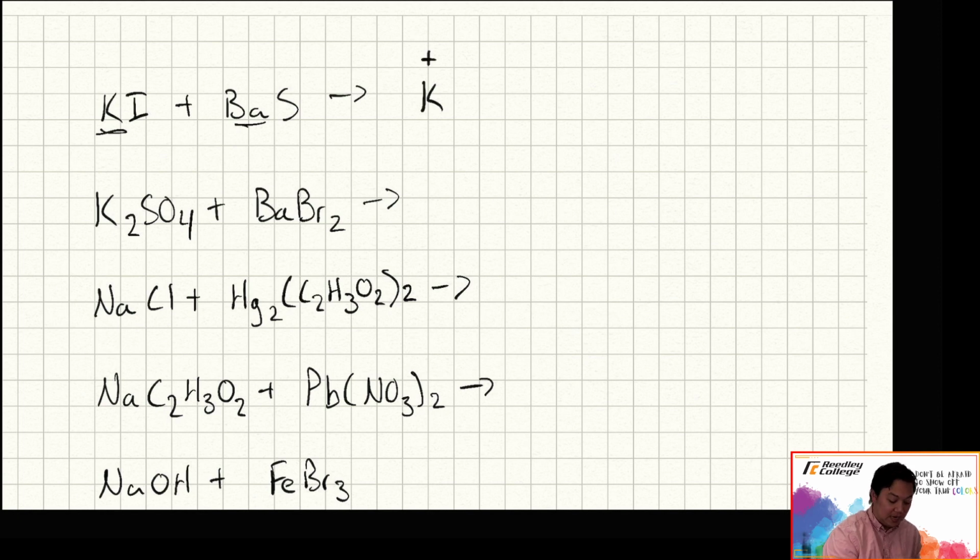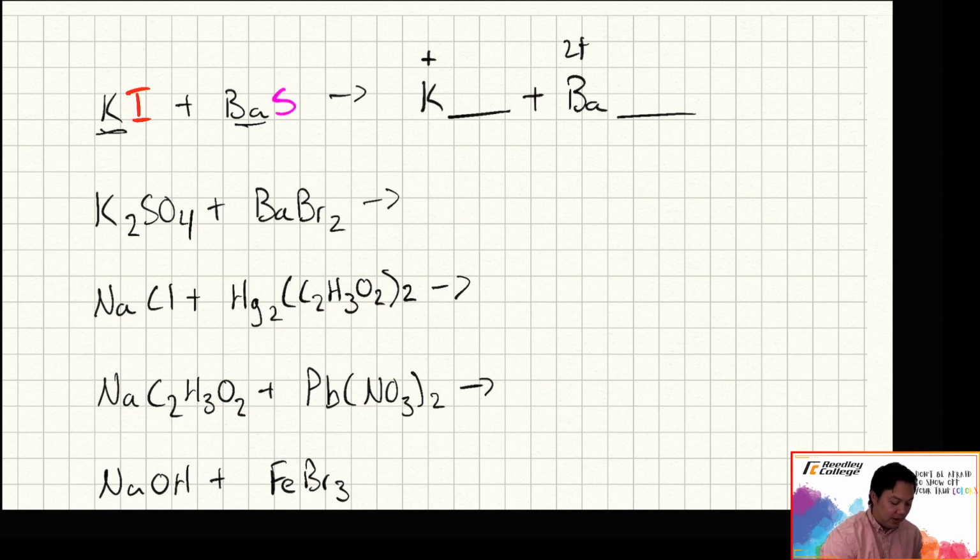So we've got potassium, which has a positive charge. We know that because it's a 1A element. So we're going to have potassium, and then something with it, plus barium. Barium is from group 2A, so it's going to have a 2+ charge. And then we're going to have something with barium. To improve clarity, let me do these in different colors. So this was iodide, and this was sulfide.